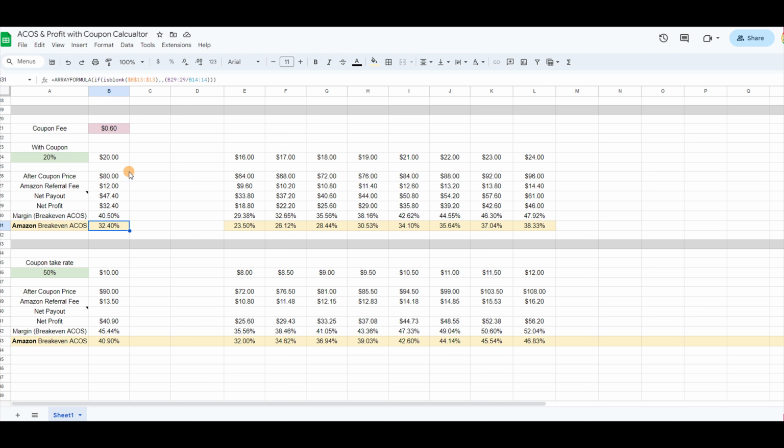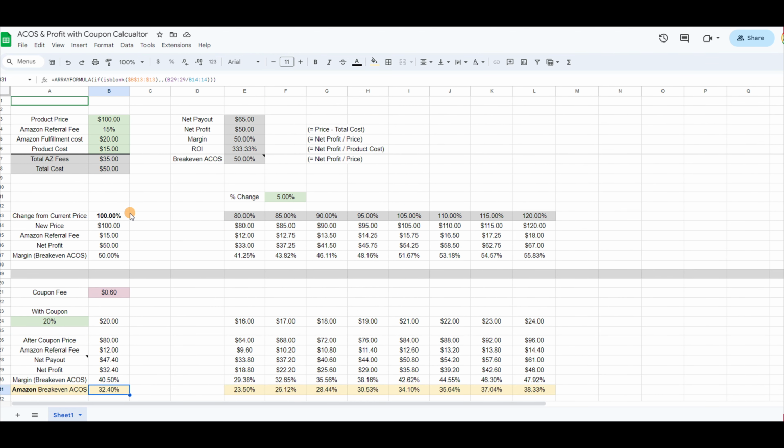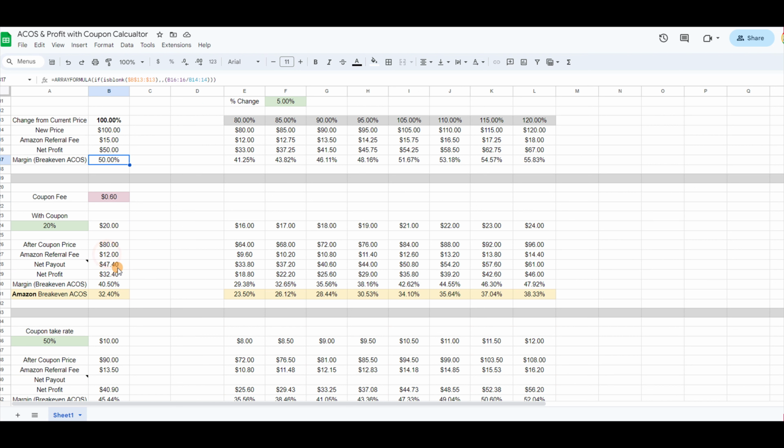And so this is a good thing to know on your products in case you're offering coupons, to know that you think your ACOS should be 50%, but really in this case it should be 32% for break even. Now it's okay to spend more, but it's important to know and understand what Amazon's reporting, and that they're reporting their ACOS based on the original sale price and not based on the actual money that's changing hands.